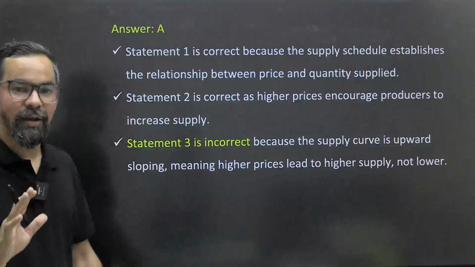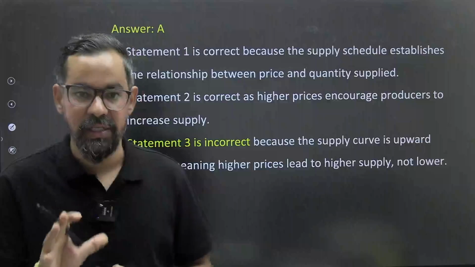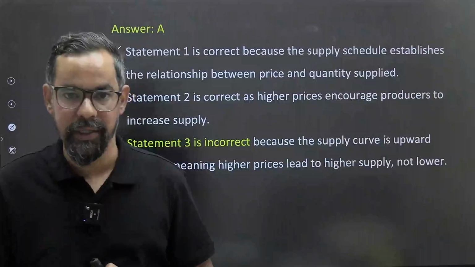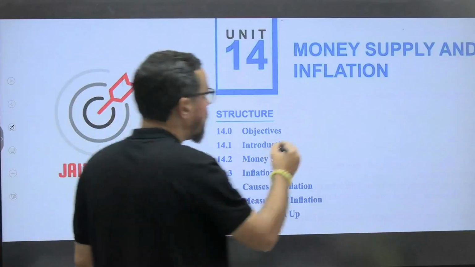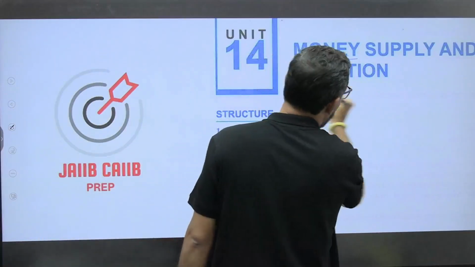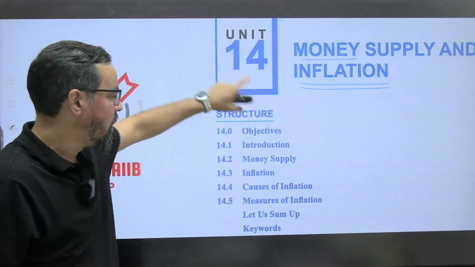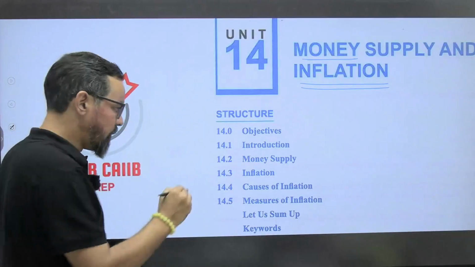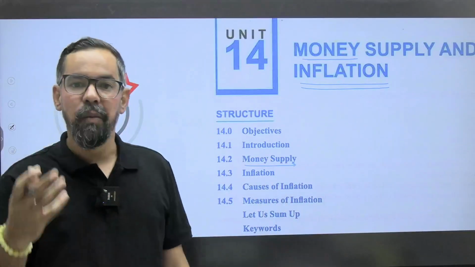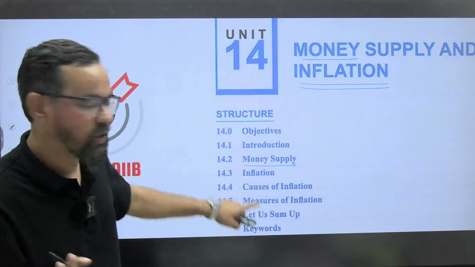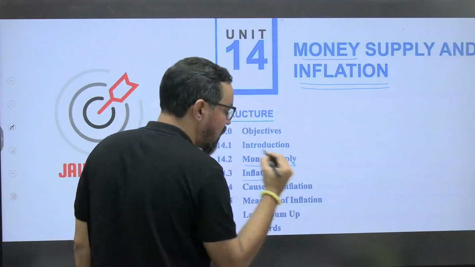I hope you guys are getting a basic idea of what type of questions you are going to face from these different topics, right? Next one, unit number 14, which is all about money supply and inflation. There are two subtopics which are generally two different topics as part of this unit. Money supply, I hope you have heard about M1, M0, M2, M3. So one question is around that, and another question is around inflation.